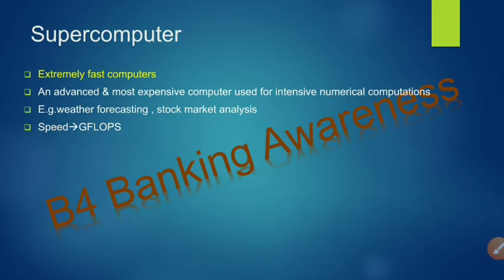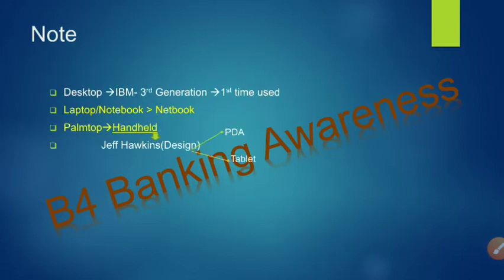Supercomputers are extremely fast computers, advanced and most expensive computers used in intensive numerical computations. For example, supercomputers were used in weather forecasting, stock market analysis. Speed of supercomputer is GFLOPS, that is giga floating point operations per second.